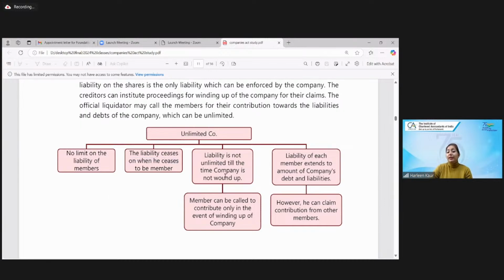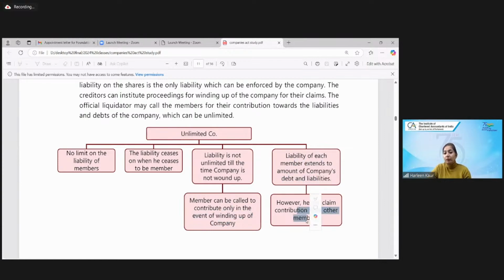Liability is not called upon till the company is wound up. Meaning, when does your liability occur? At the time of winding up of the company, not during the continuation of business. So if Harleen ma'am is part of ABC Private Limited and she is part of an unlimited company, when would I need to pay for my liability? Only when the company goes into winding up. Winding up means closure of the company. Now you're closing the company. So members can be asked to contribute only at the time of winding up and not during the lifetime of the company. Liability of members extends to the company's assets and liabilities.